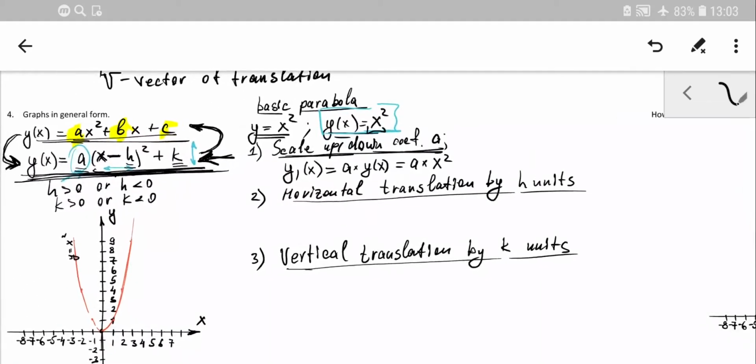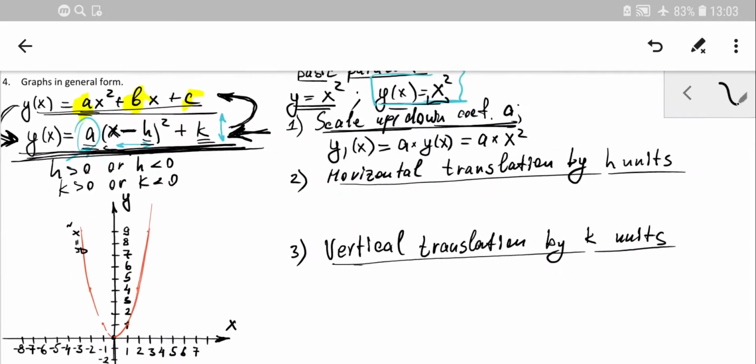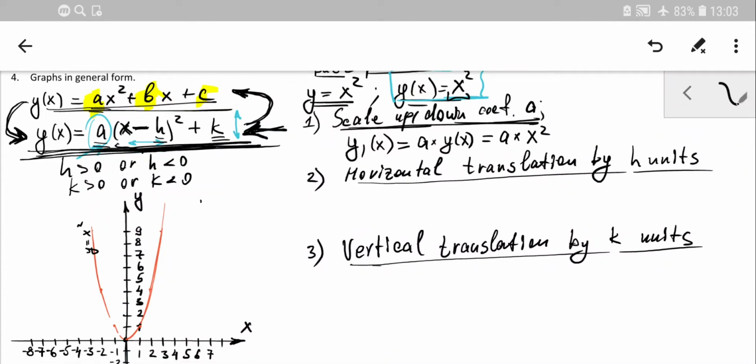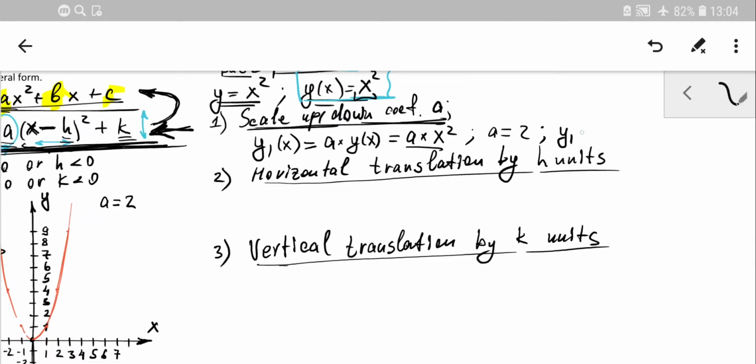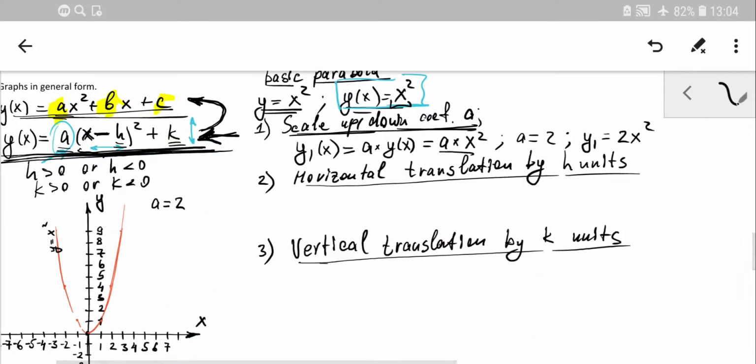And on an example, I will show you that. For simplicity, let's take a equals, let's say, 2. So all the values will be multiplied by 2. So in this case, when a equals 2, we simply get that y1 is 2x squared. So all values of the previous function were multiplied by 2.